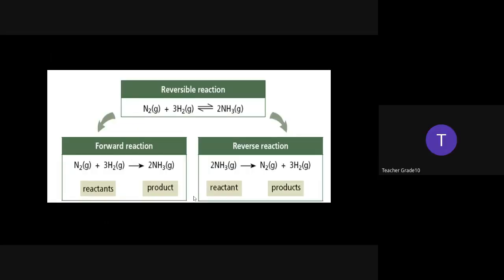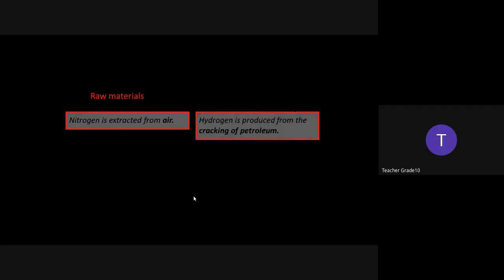Okay, then you can see over here that is a reaction. It is one of the forward reaction and one is backward reaction. I have told you raw material. मैंने आपको बता दिया, it is nitrogen extracted from air by fractional distillation, and then hydrogen is received by cracking of petroleum or hydrocarbon.